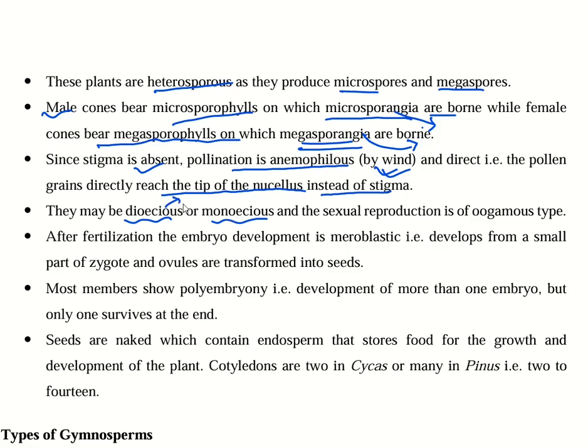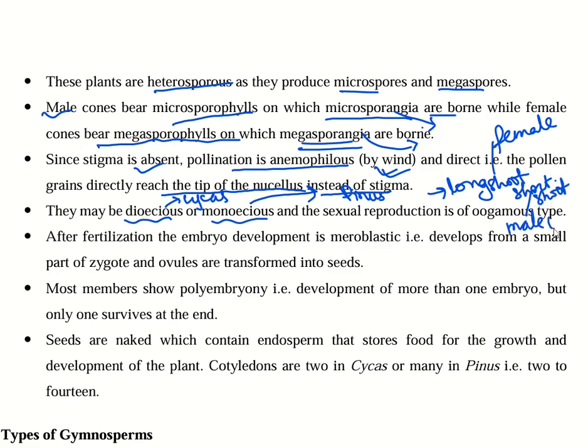Dioecious means that the male and female cones are present in different plants, like in case of cycas. Monoecious is in case of pinus, where the long shoot has the female cone and the short shoot has the male cone. So this kind of plant is monoecious. That is pinus, and the dioecious one is cycas, where the male and female plants are different.